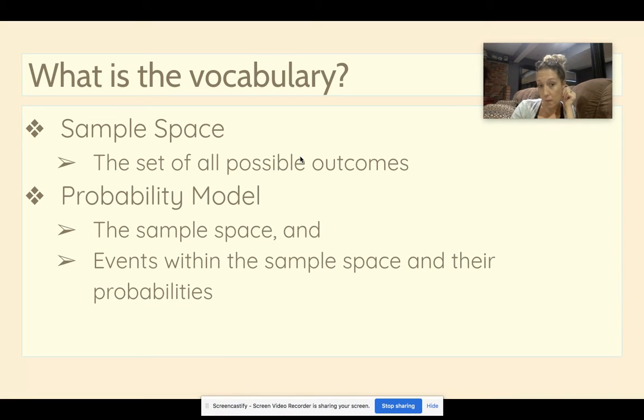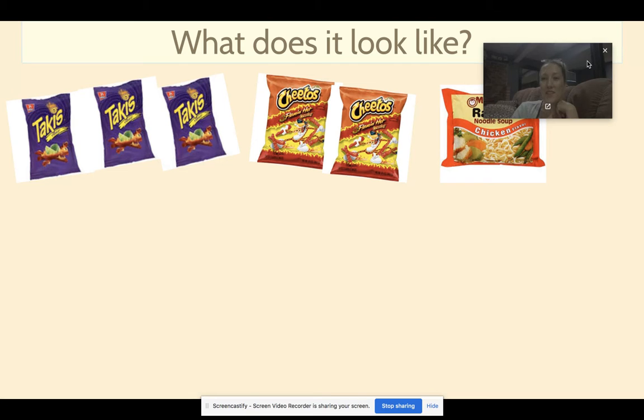For a probability model, you're looking at the sample space. Then you are looking at all events within the sample space and their probabilities. We'll explain a little bit more of what that means, but the probability model is the sample space and the probabilities of everything within the sample space. Okay, awesome. So, what does this actually look like?